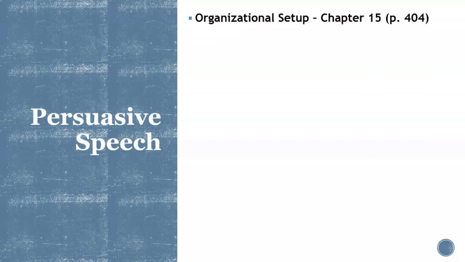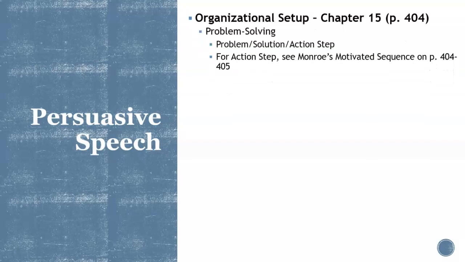So with the speech, the organizational setup, take a look at chapter 15, that's on page 404 of your textbook. You're going to put this in a problem-solving organization. So essentially, it's problem, solution, action step. And if you're questioning what action step is, look at Monroe's motivated sequence on page 404 and 405. The action step is what you're telling the audience what we should do right then and there.